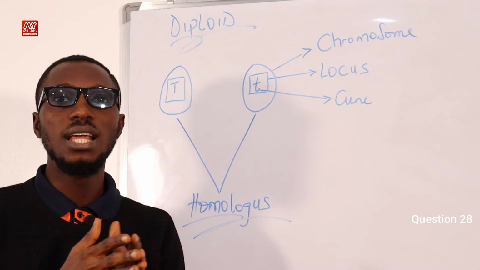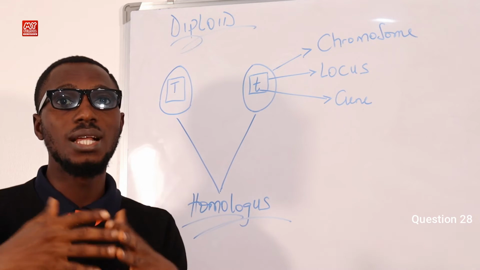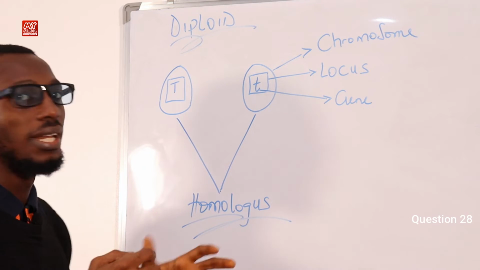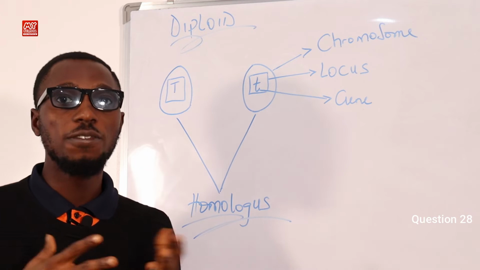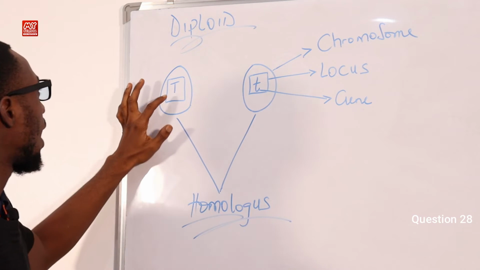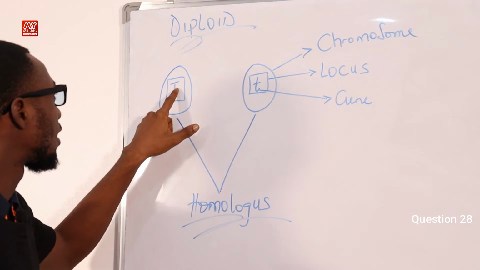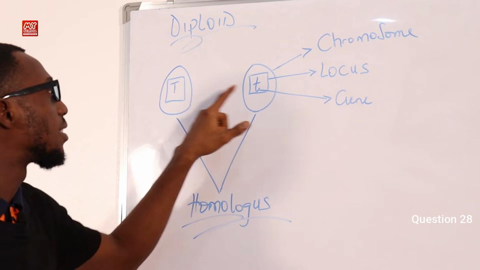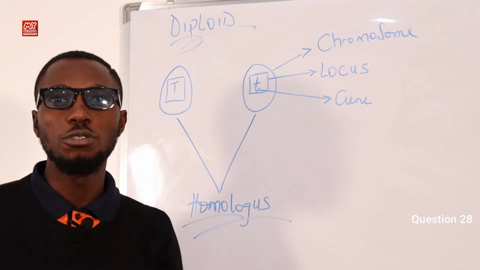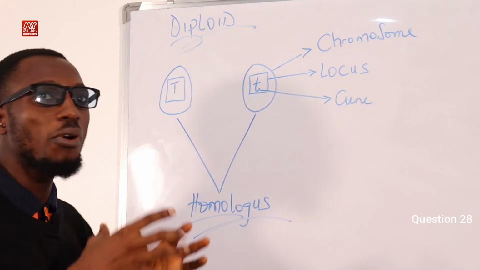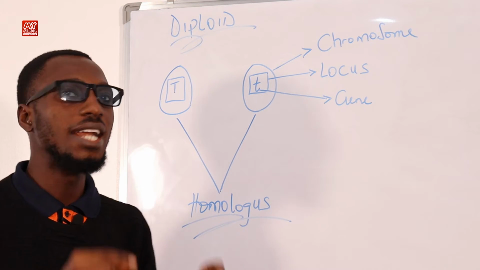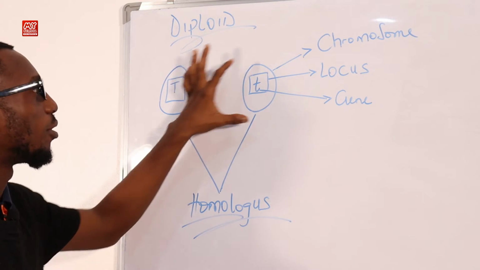So these copies can be alternative forms, which we refer to as alleles, or they can be the same form. You can see here I have capital T and small t. This is the T that is dominant for tallness. This is the t that is recessive for shortness. So there are usually two copies of each gene, and they occupy identical locations on the chromosome.